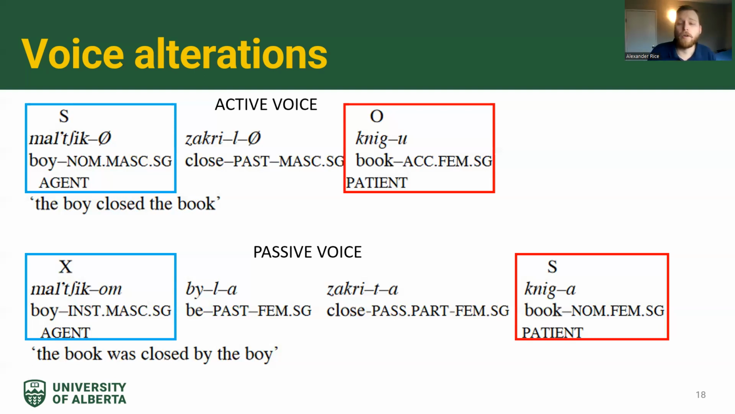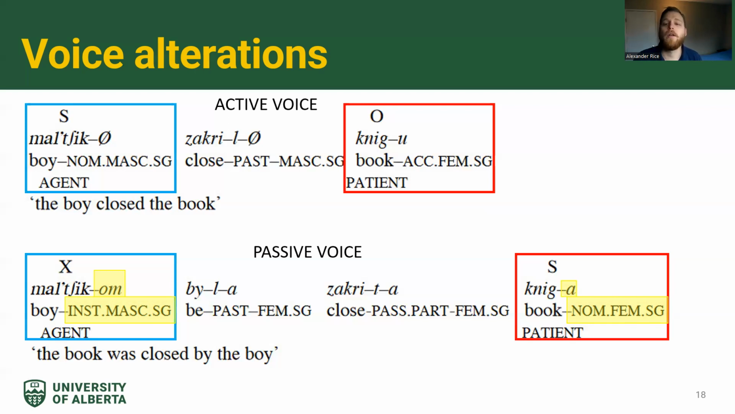Let's look at the arguments first. Let's compare the arguments in the active sentence to those in the passive sentence. We can see some differences. The arguments are marked for different cases now. The boy, who in the active sentence was marked for a nominative case, is now marked in the instrumental case in the passive. And note that its grammatical role is now instrument rather than subject.